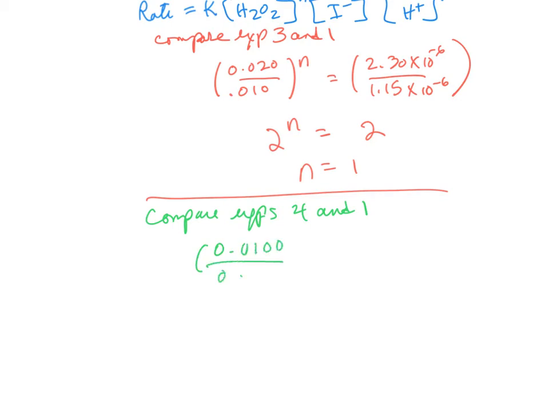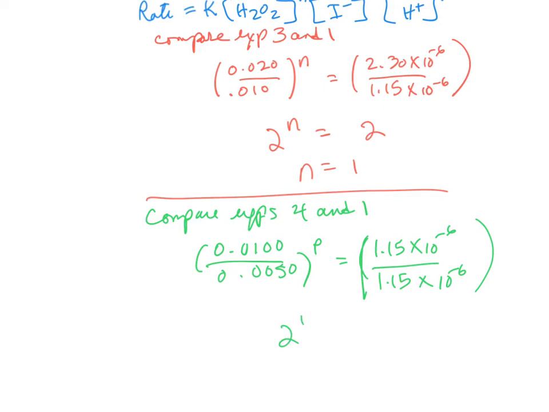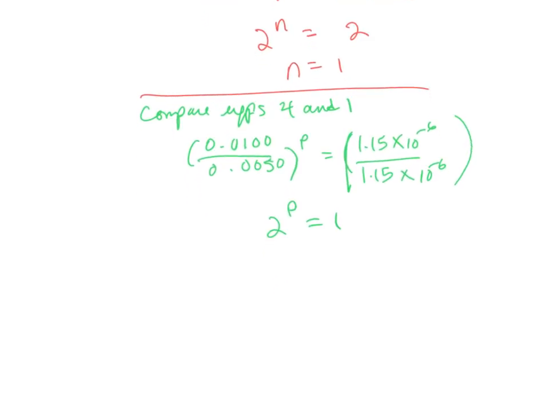0.0100 divided by 0.0050 raised to the power p will be equal to 1.15 times 10 to the minus 6 divided by 1.15 times 10 to the minus 6. And then you have 2 to the power p is equal to 1, what does p have to be? p has to be equal to 0. So 0 order on the acid, the H+.